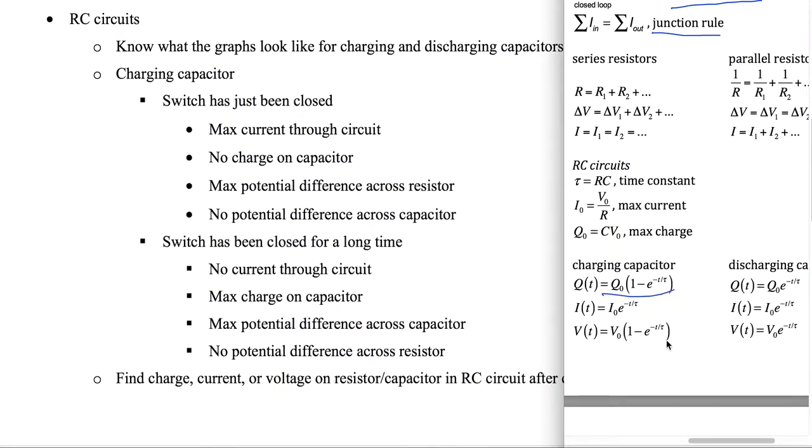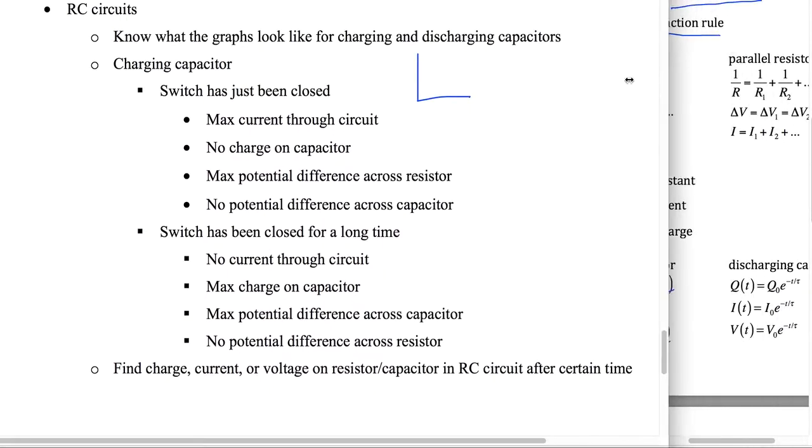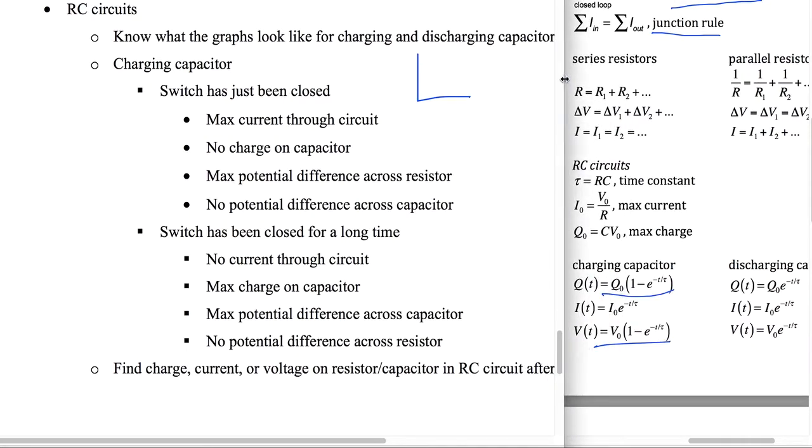like this, where it has the 1 minus e, then the graph is going to look like this. Whether this is Q or this is V doesn't matter. This is going to be time. The graph looks like this.